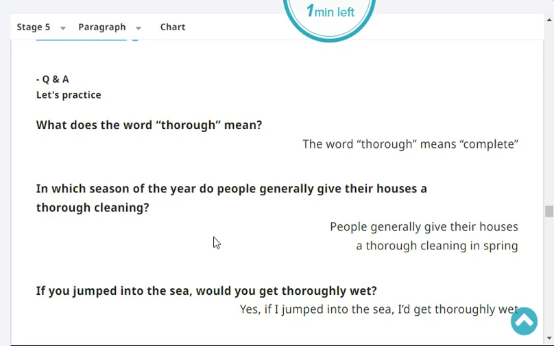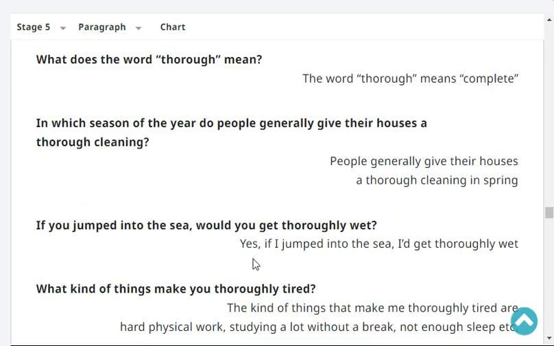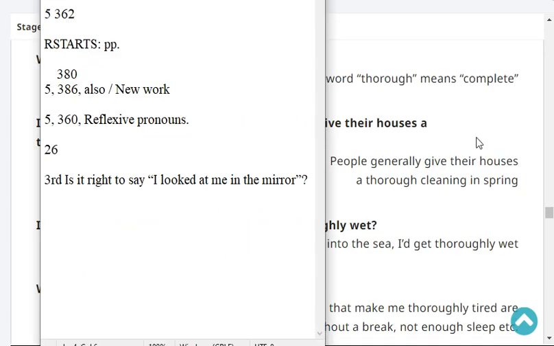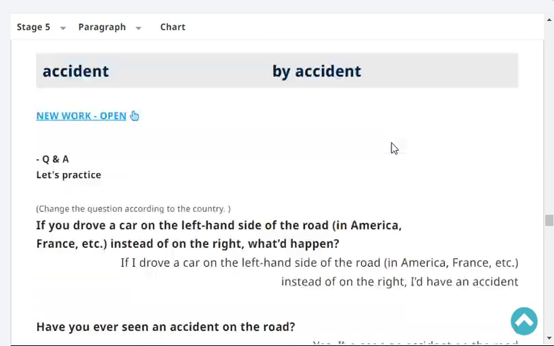Very good. If you jumped into the sea, would you get thoroughly wet? Yes. If I jumped into the sea, I'd get thoroughly wet. Very good. What kind of things make you thoroughly tired? The kind of things that make me thoroughly tired are hard physical work, studying a lot without a break, not enough sleep, etc.